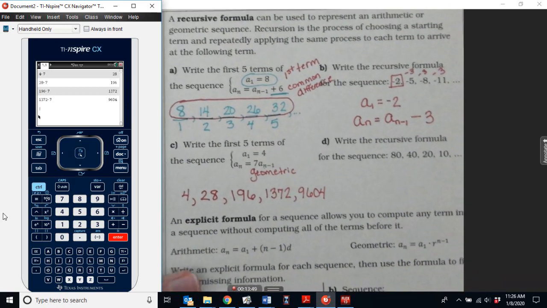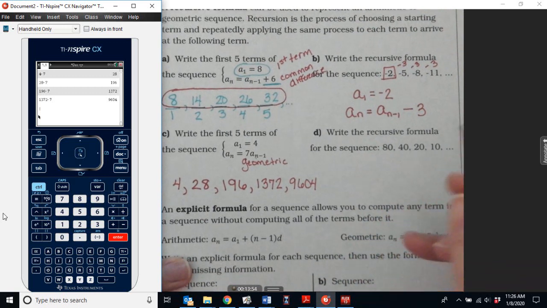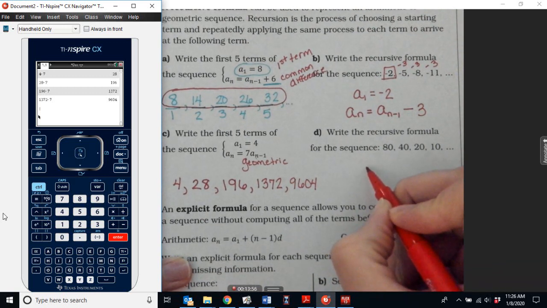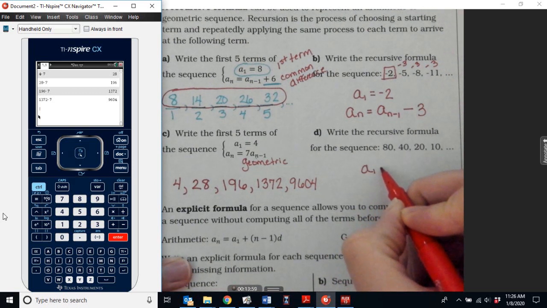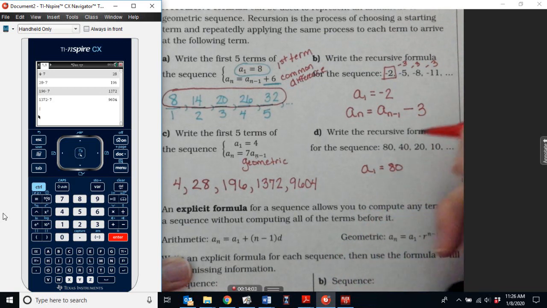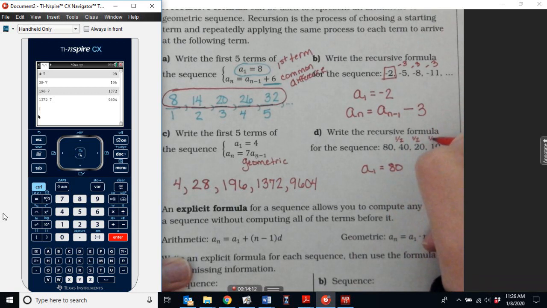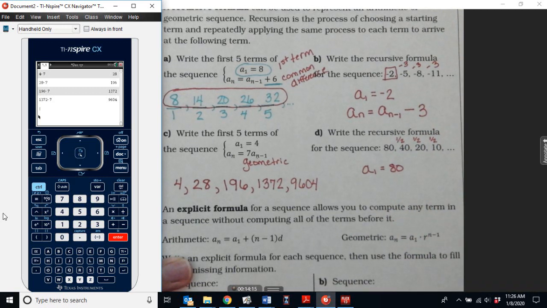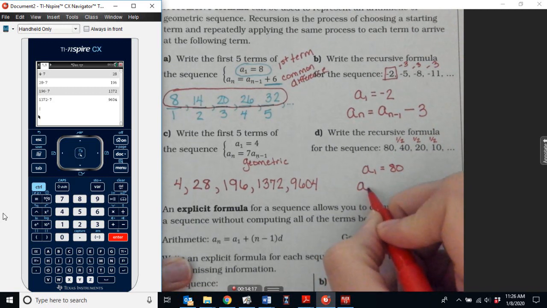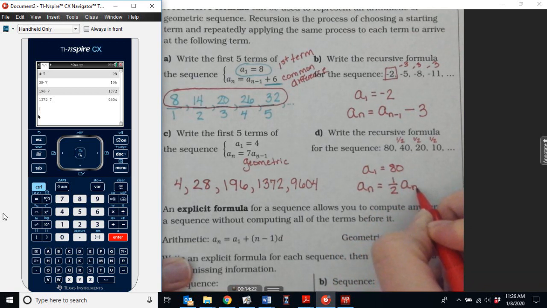All right, and then the last part is just, can you write the recursive formula if I give you the sequence? And remember, it's where we started, so we're going to start with 80. And then what's happening every time is it's being cut in half. So 80 in half is 40, 40 in half is 20, 20 in half is 10. So my pattern is that A of n is 1/2 times the one before it.